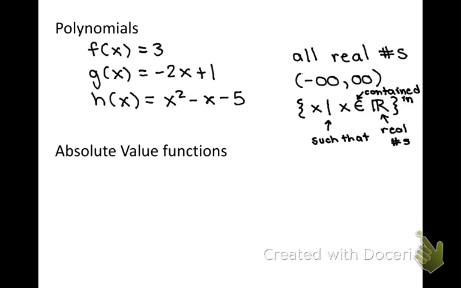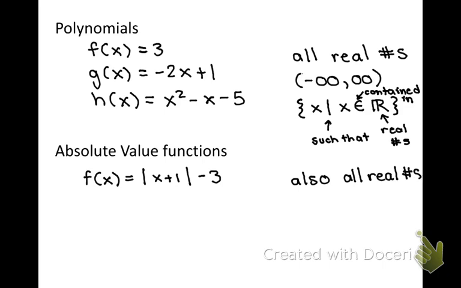Okay. Absolute value functions are also the same. For example, if I had f of x equals the absolute value of x plus 1, maybe minus 3, I can plug in any x value I want and I will get out a real number. So this one also has a domain of all real numbers. So polynomials are our friend, absolute value functions are our friends.